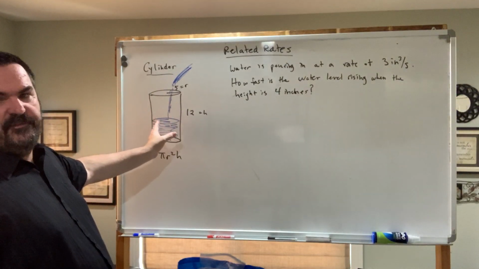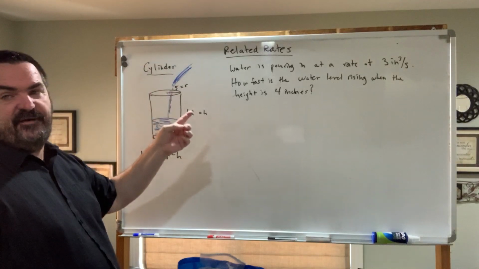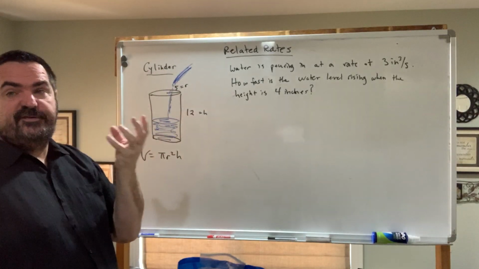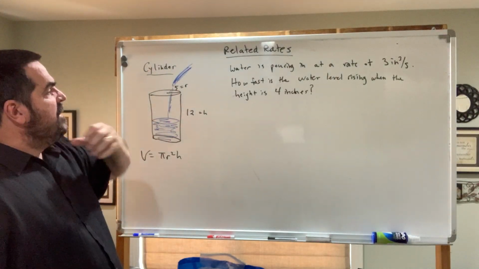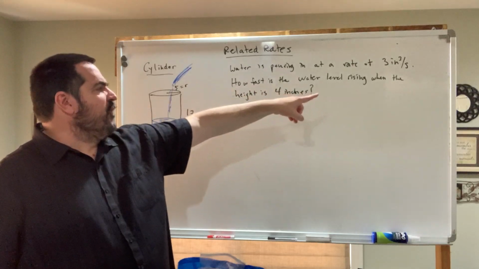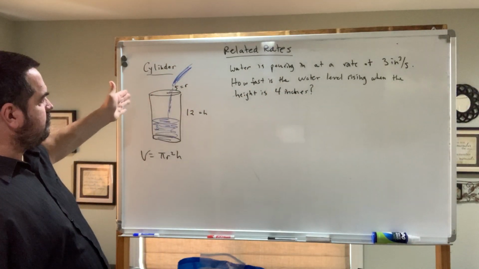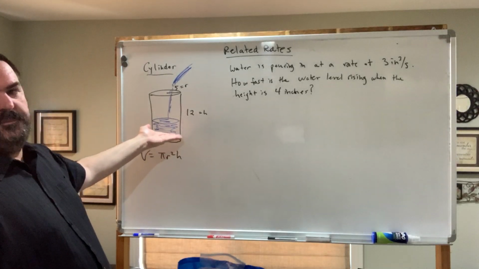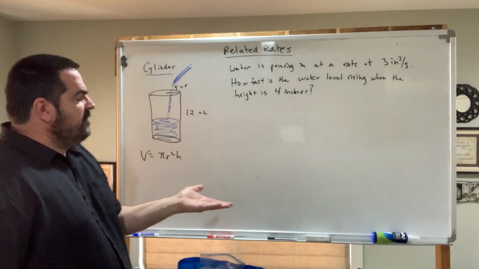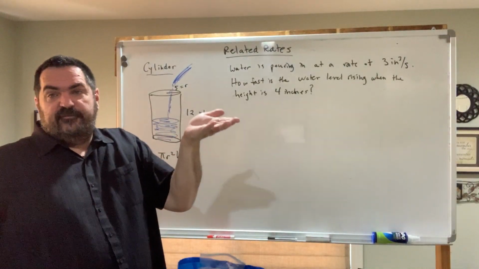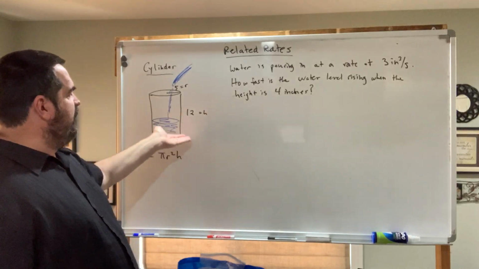So visualize a cylinder. The cylinder I chose has got a radius of 5. It's got a height of 12, the full cylinder. That's your container. How fast is the water level rising when the height is 4 inches? So visualize water being poured in, and it's rising up here, and the water level can get up to 12 to be full. Well, what about when it hits 4?